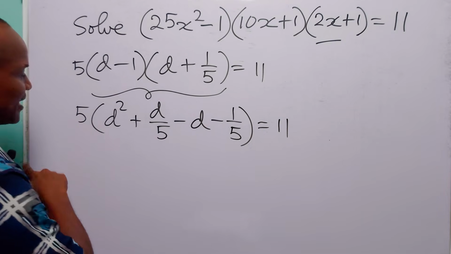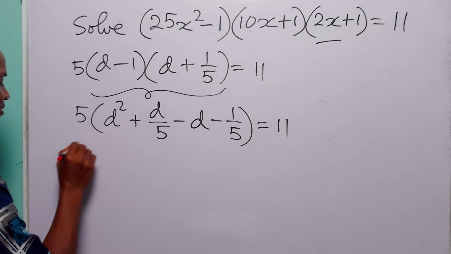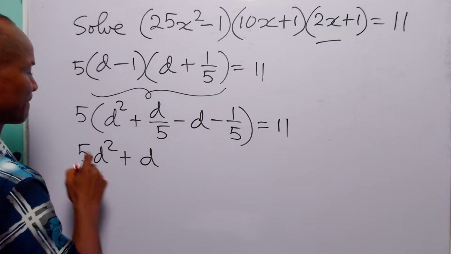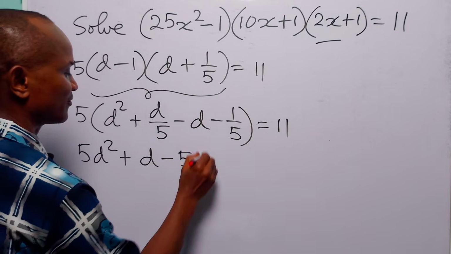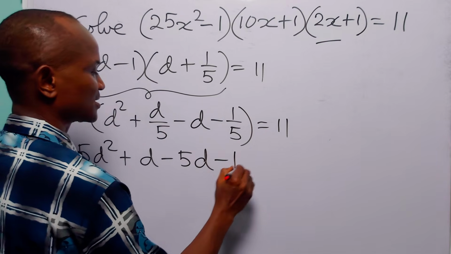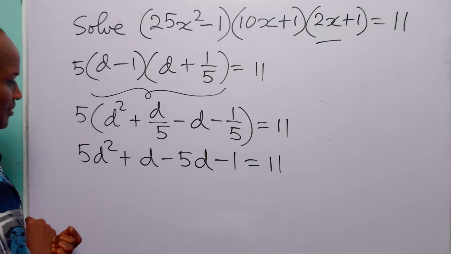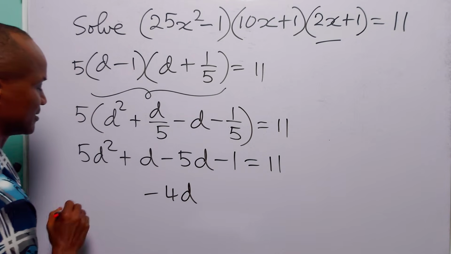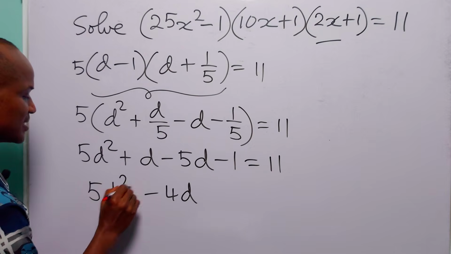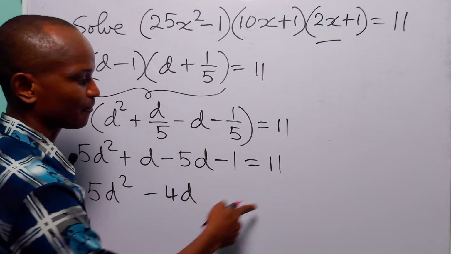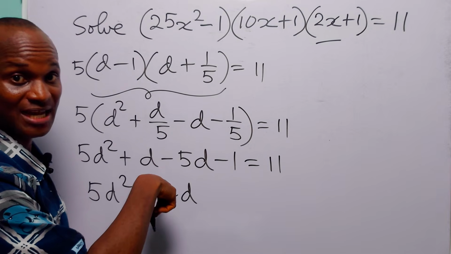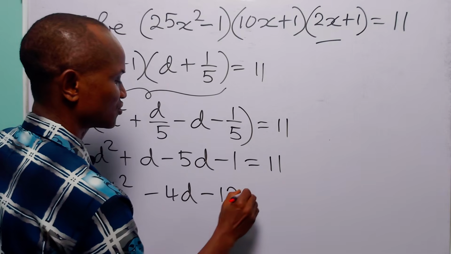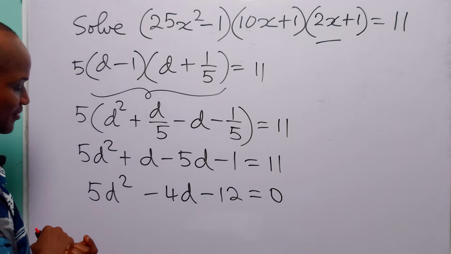Now, finally, we multiply by 5. When we open the bracket, we have 5D squared plus D minus 5D minus 1. This is equal to 11. Now, D minus 5D is minus 4D. Then we have 5D squared. We have minus 1. Now, if we move 11 over to the left-hand side, it becomes minus 11. Minus 1 minus 11 is minus 12. Now, this is equal to 0.